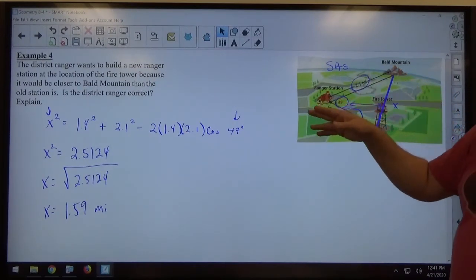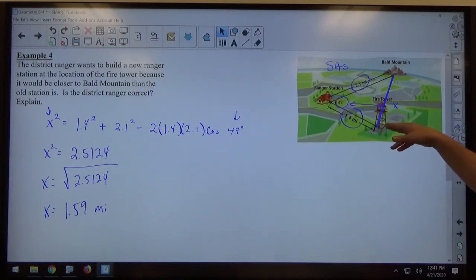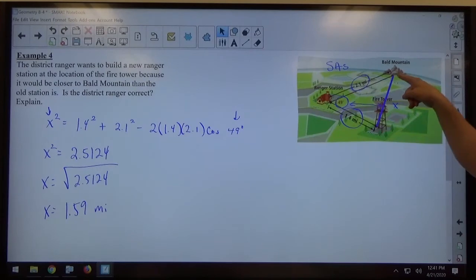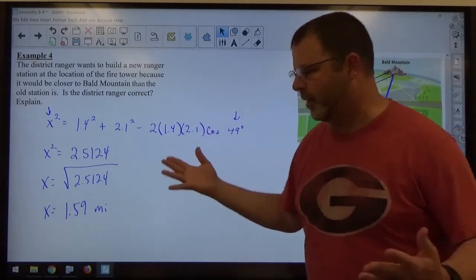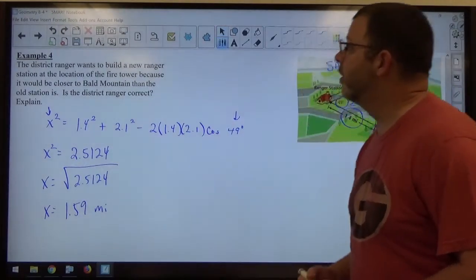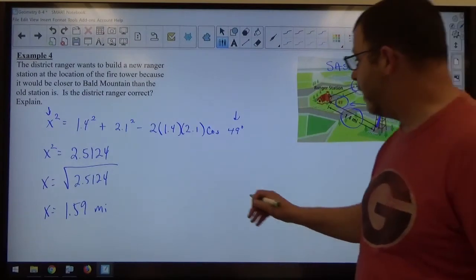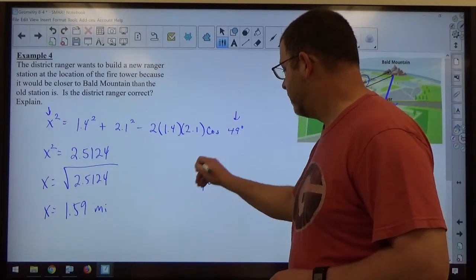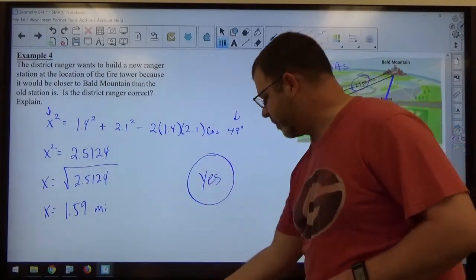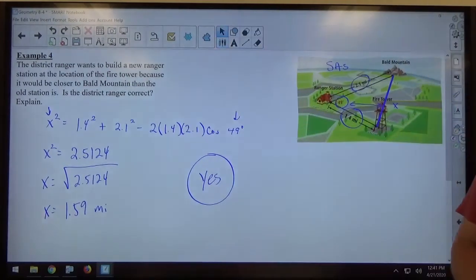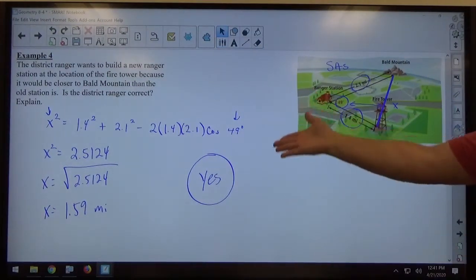The ranger said that we want the ranger station here because it would be closer to Bald Mountain. Currently the ranger station is 2.1 miles from Bald Mountain. 1.59 is less than that. So is the ranger correct? Yes. Explanation, there's your explanation. You don't feel like you have to reinvent the wheel to explain something if the math shows everything is true.